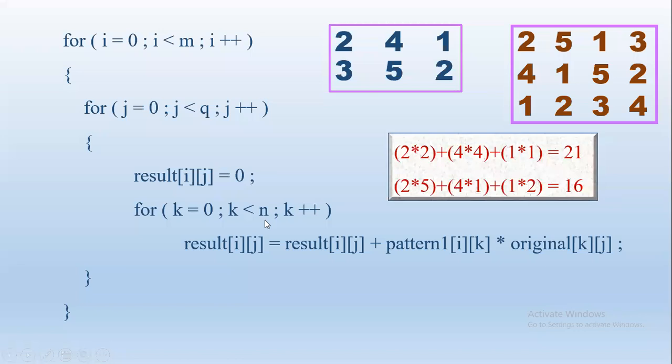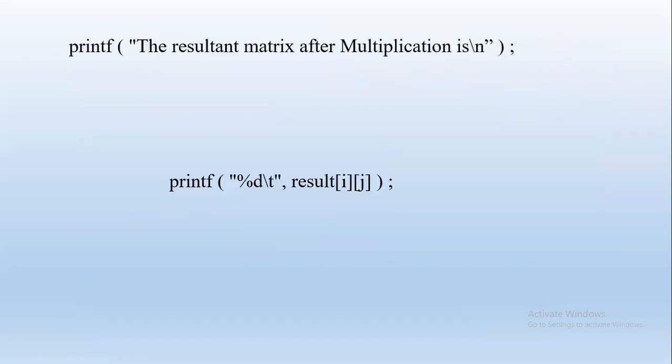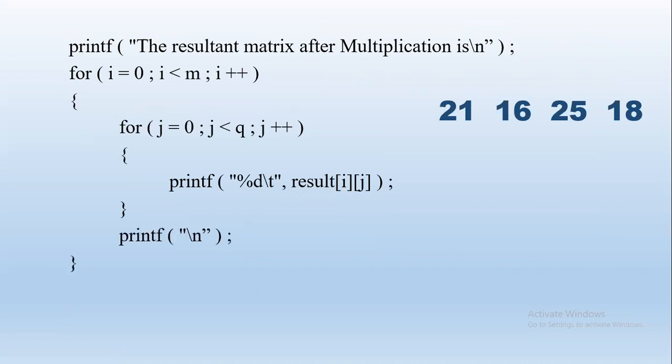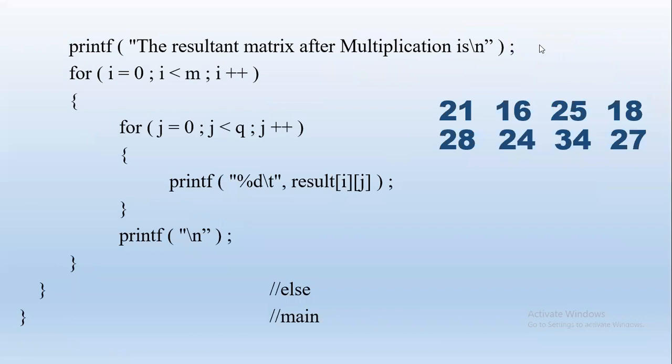I hope this is clear. Yes, ma'am. Okay. So matrix multiplication. Once we find the result, we will print them. Printing is exactly like we did for the previous one. So you can calculate and see, and verify this also. Take one example and trace step by step. So this will be the resultant matrix. One closing bracket for else, another for main.